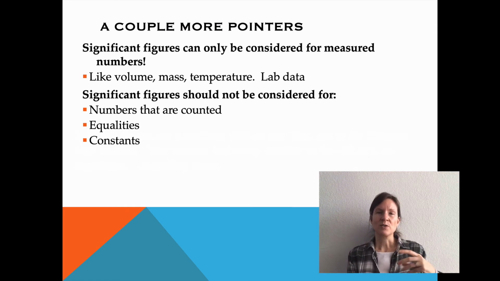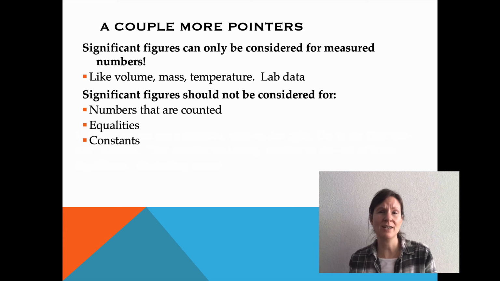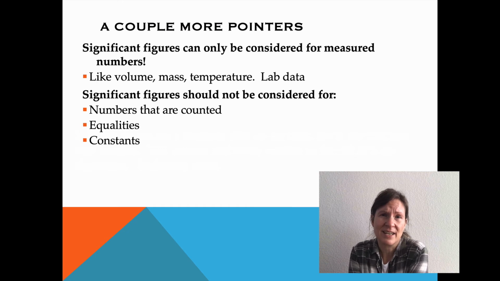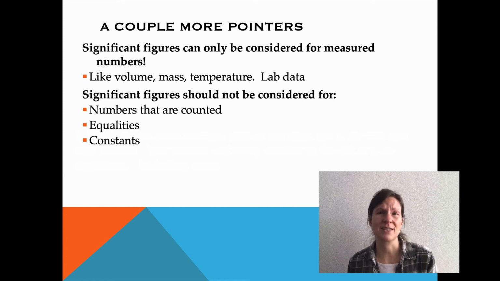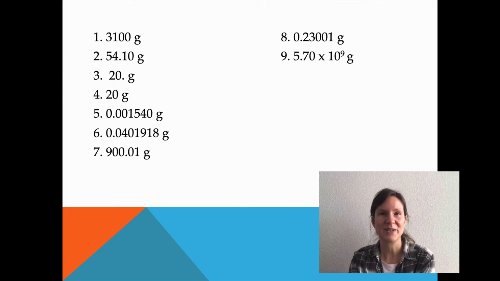Also equalities. If you have 1 foot is 12 inches, that equality is not technically a measurement. It's like a 1 equaling a 1, so we don't round those at all. And then constants. The speed of light is 3.0 times 10 to the 8. We don't round our numbers based on the precision of a constant, because usually a constant is well known to infinity. It's not a measured value technically. So let's apply these rules to a whole slew of measurements.